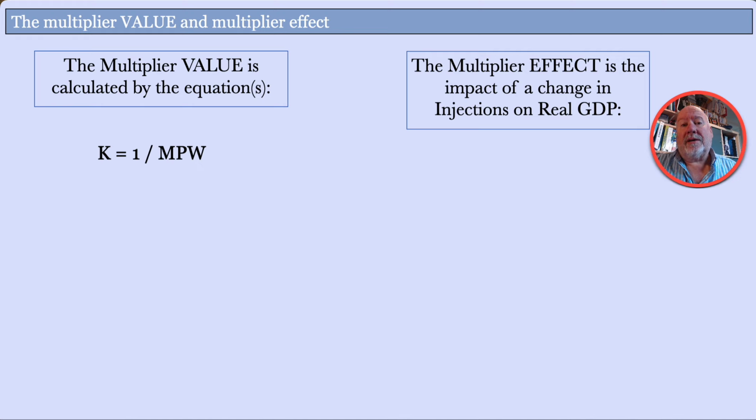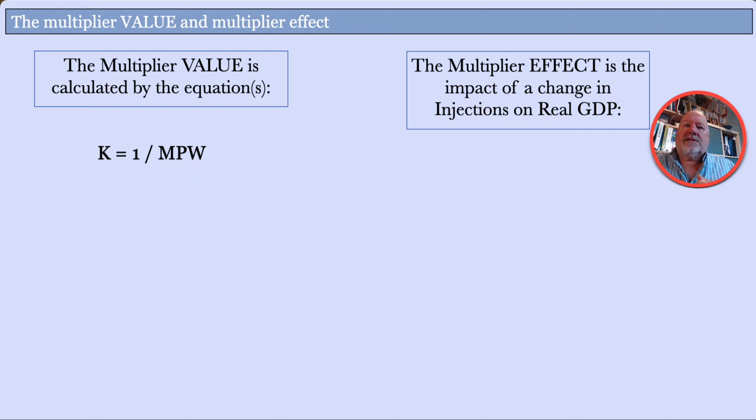That's always going to be a number less than 1. So this number is going to be less than 1. So the multiplier is 1 over something that's less than 1. So this is always going to be greater than 1. And obviously, the bigger the denominator here, the MPW, the smaller the value of the multiplier. That's logical as well if you think about it. If we get a big increase in our incomes and we save it all, we don't pass any on, so MPW is very, very high, for example, then obviously the multiplier value is not going to be very high.